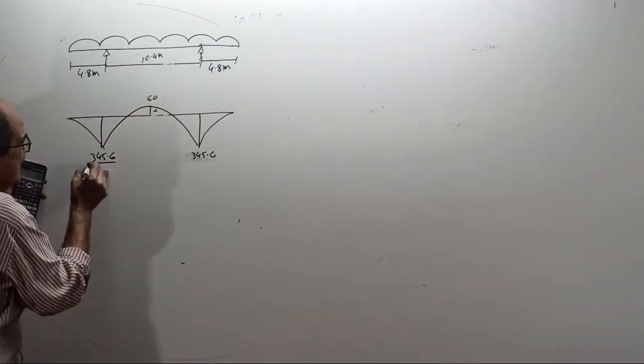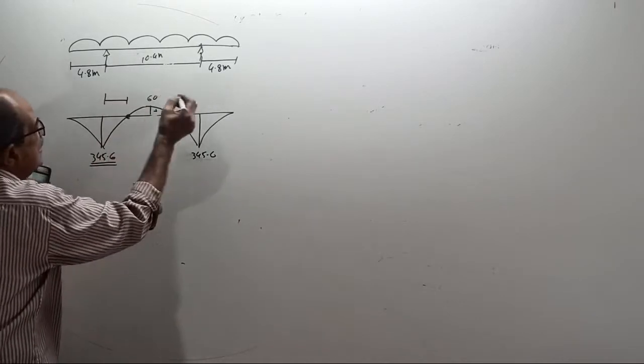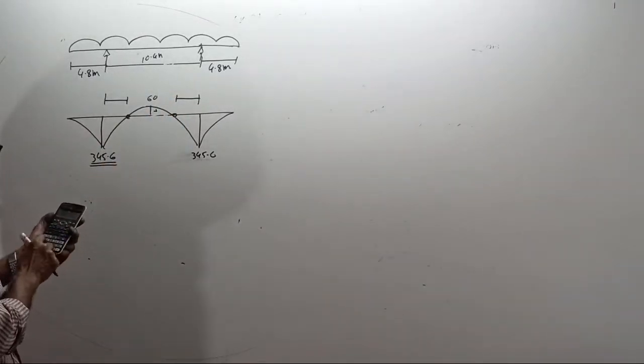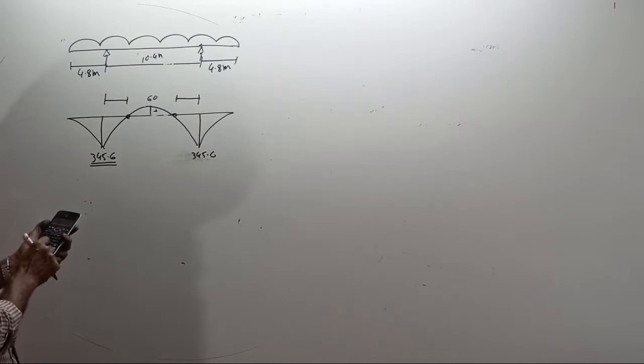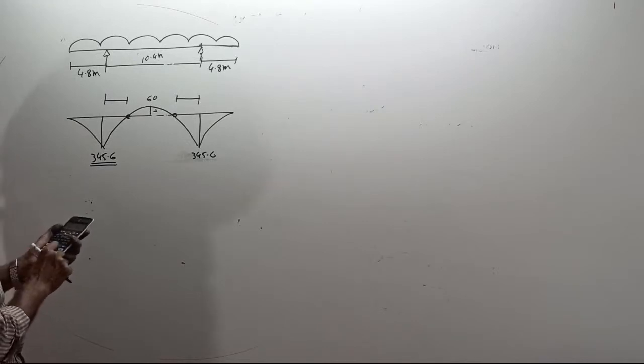Now this is the design BM. Contraflexure point will further go inside, distance will be now 144 minus 300 is.